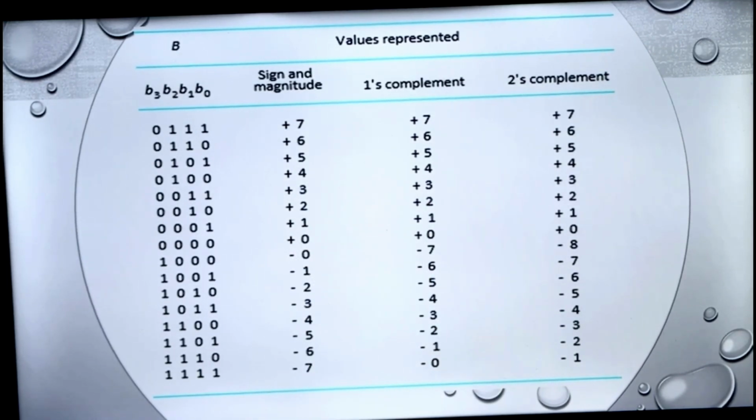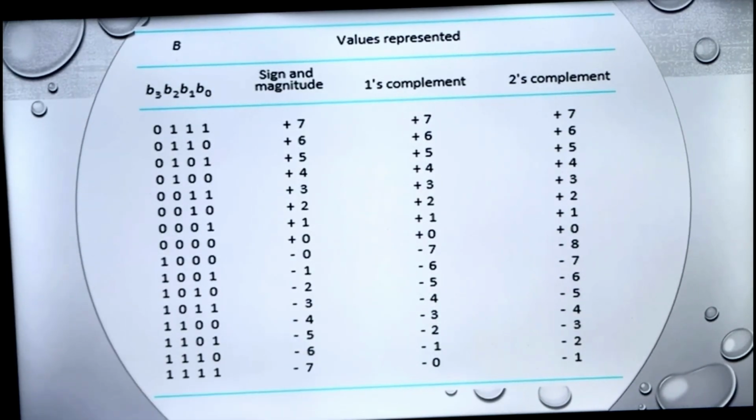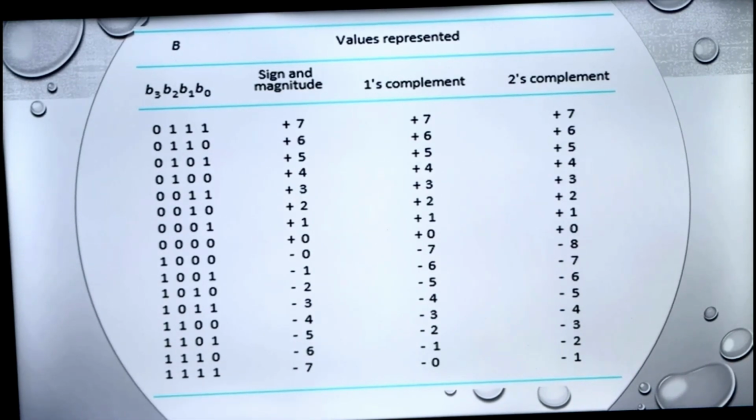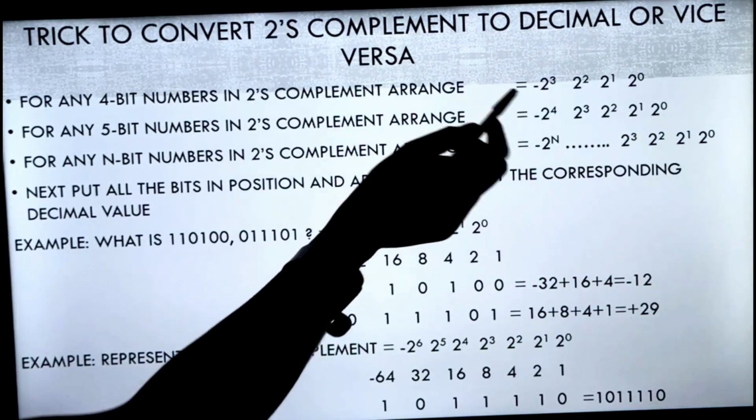Fine. Now I will tell you one more trick. Please pay attention. Using the trick, you can easily convert any decimal number to 2's complement within few seconds. If I ask you to convert any decimal number to 2's complement, it's easy, you can do it. The problem is, if I give you a binary number which is in 2's complement, and ask you to convert it back to decimal representation, it's very difficult. You don't know how to convert it back to decimal. So using the trick, you can do both things. You can convert any decimal number to 2's complement or vice versa.